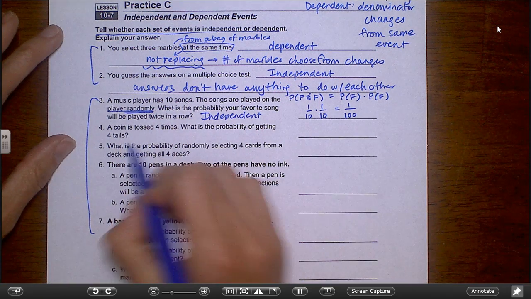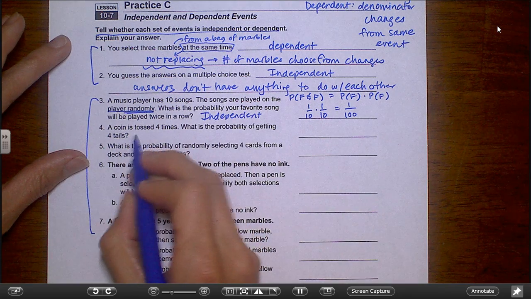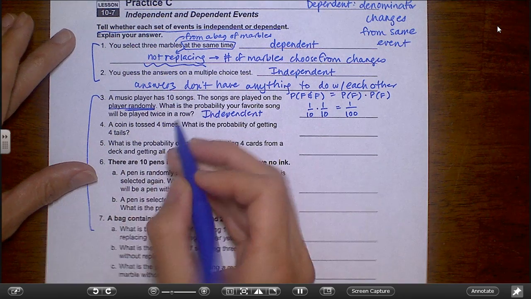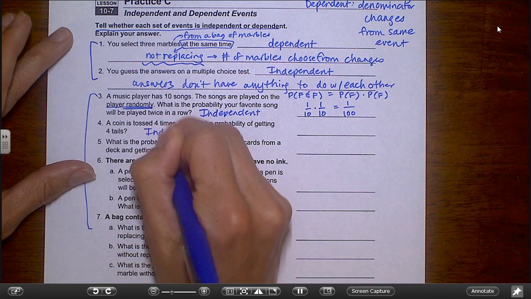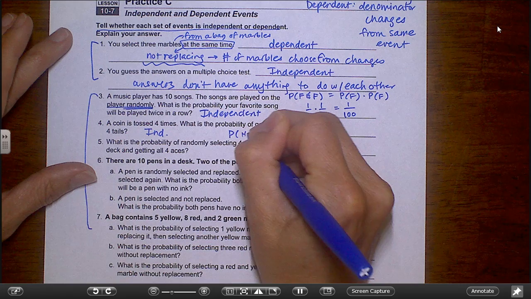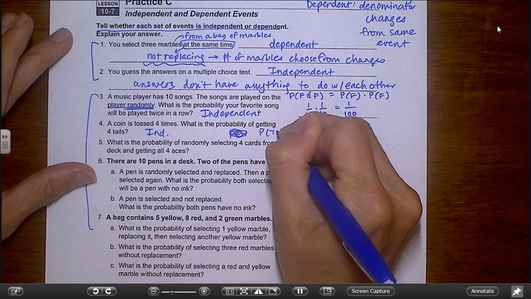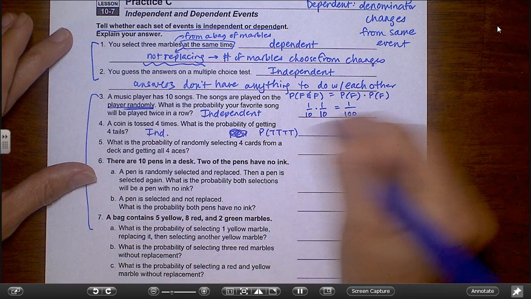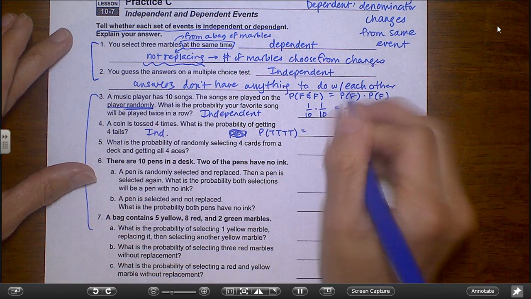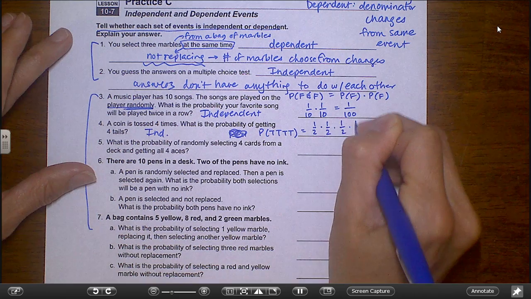All right, a coin is tossed 4 times. What is the probability of getting 4 tails? Again, each coin toss does not indicate what's going to happen in the next one. So these are also independent events. So I want the probability of, sorry, tails, tails, tails, and tails. Well, the probability of tails once is 1/2. Twice is also 1/2, also 1/2, and also 1/2.